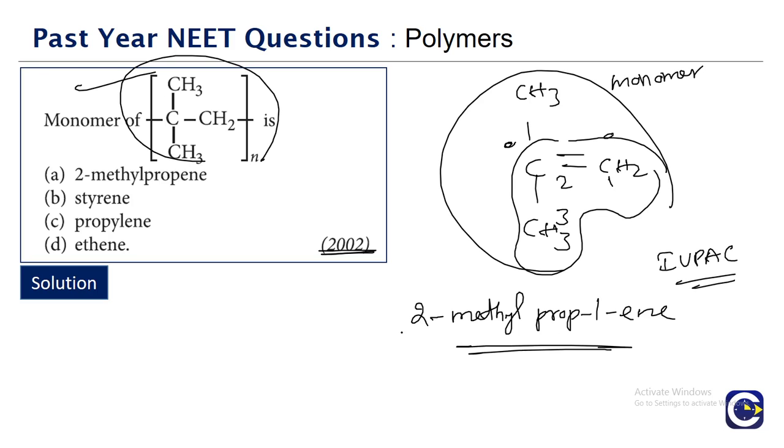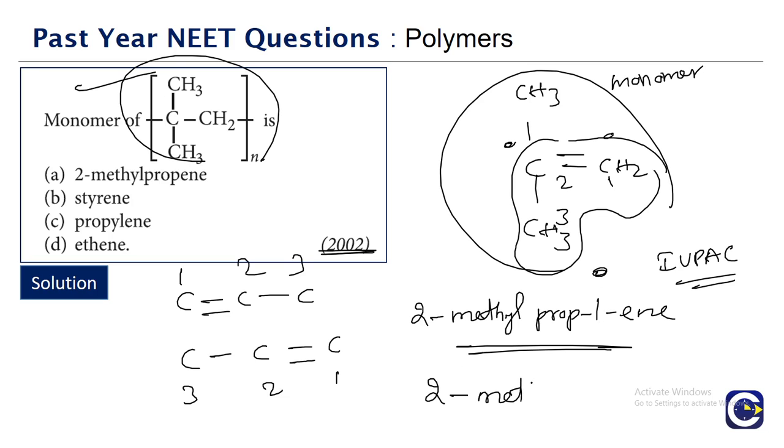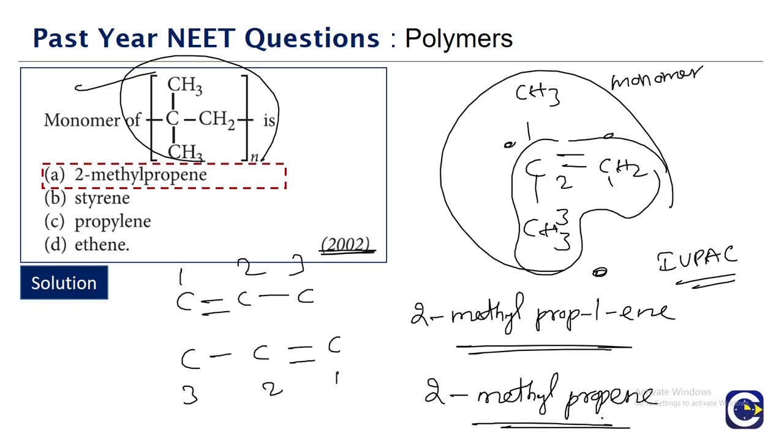That is the IUPAC name. But the thing is, in case of a 3-carbon chain, right, with a double bond, if the double bond is here, we will start the numbering like this. If the double bond here, we will start the numbering like this. So which means always our double bond will be given numbering 1. So that is why the number 1 is actually redundant here. So that's why we can also write it like what? 2-methyl propene. So the correct answer for this is option 2.